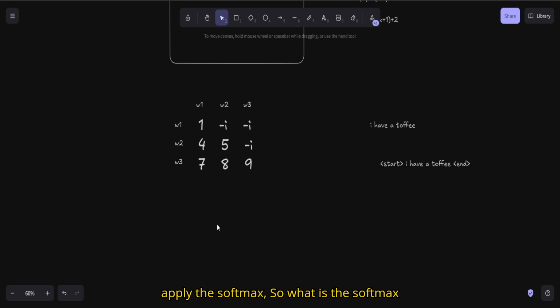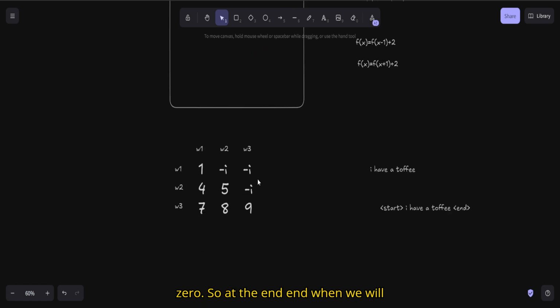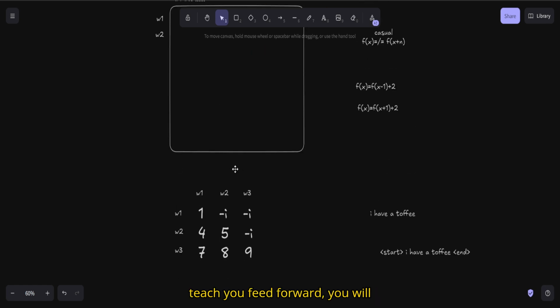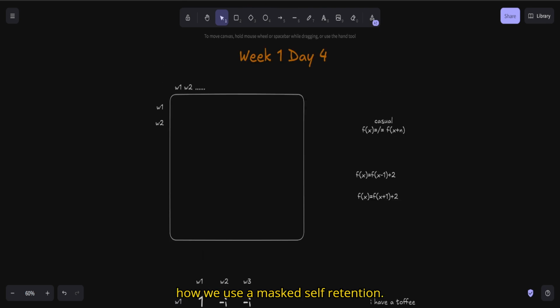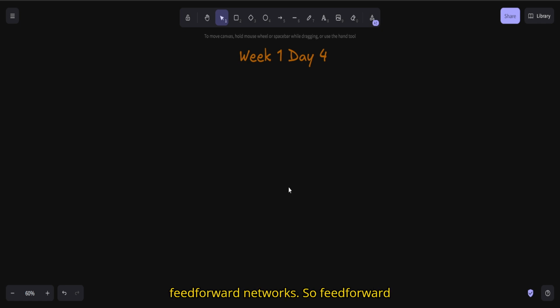So when we apply the softmax, what is the softmax of minus infinity? This will become 0. We apply softmax, this will become 0. At the end, when we teach you feed forward, you will understand how we can get the probabilities. And this is why we do this. So this system is causal because we are not using the future tokens. We are only using the earlier tokens and itself. This is how we use masked self-attention, and next we will start with feed-forward networks.